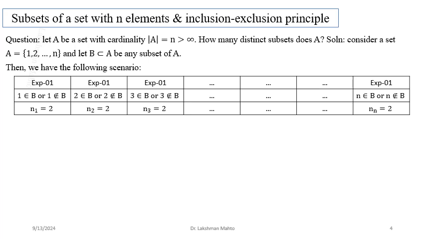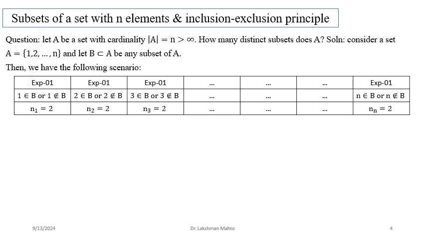I am giving the example of subsets and how it comes. I am asking how I count the number of subsets, which is 2 to the power n. Why is the count 2 to the power n? I am not asking what the subsets are. So consider a set with n elements. Definitely the question is how many distinct subsets it has. The answer is 2 to the power n.